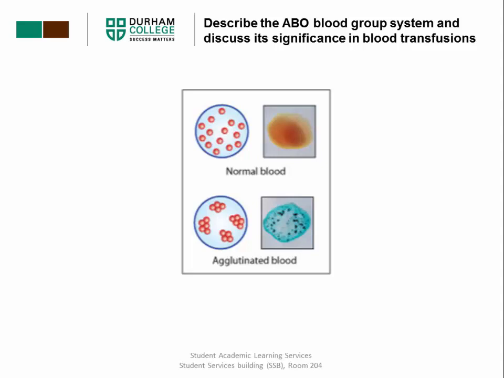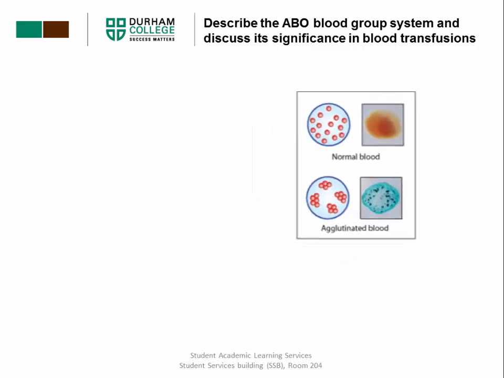At the bottom of the chart here you can see agglutinated blood. This would be blood as it would look under a microscope if we were to actually add, let's say, type A blood to a body that was producing A antibodies. The blood would agglutinate or clump together. And so on the left side we have a cartoon picture again of what that might look like.